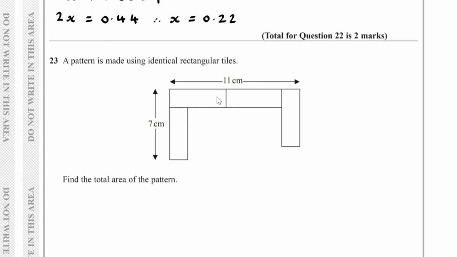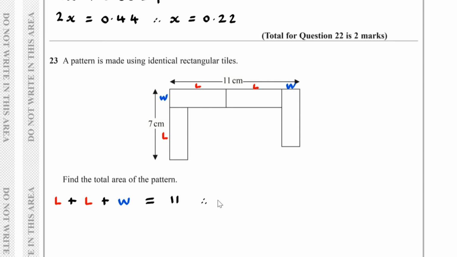For question number 23, a pattern is made using identical rectangular tiles, and what we have to do is find the total area. Well, what we can do is, suppose that here the length of the rectangle is L. So I've got L here, and I would have L here. And I also know the width, let's call it W. So I've got W here and W here. Now if I take a look at this entire length, I would have L, L and W being added together to give 11.